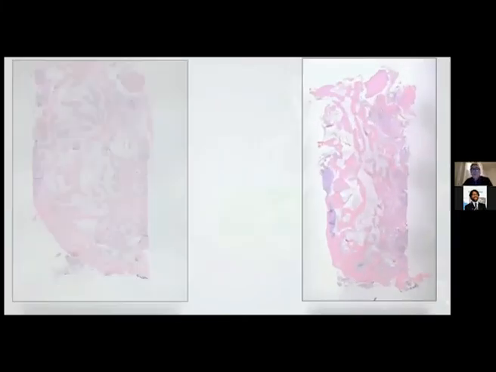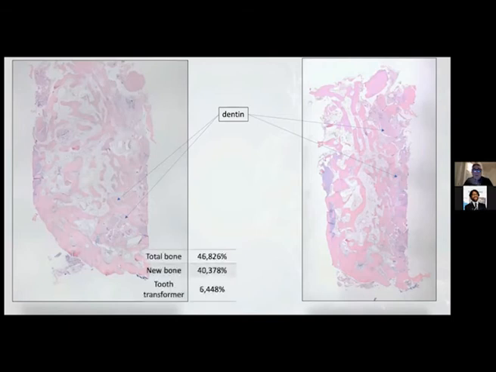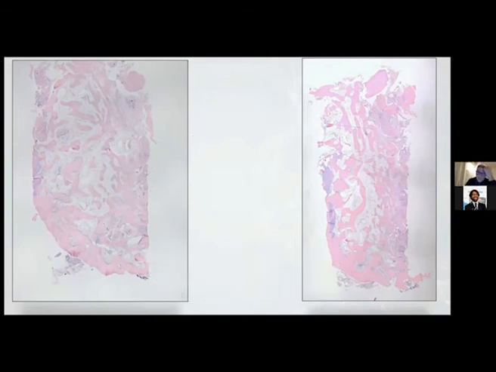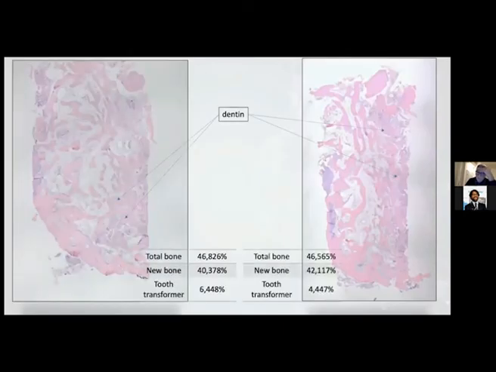But if you use dentin only, what happened after 4 months or 6 months? Because our analysis is made after 4 months or after 6 months. In this case, we have 2 different histologies, and the total bone was 46%, and new bone 40% on the left side, 42% on the right side, and the dentin was only 6% and 4%. So it's a big difference, because in that case we have only 24% of new bone. In that case, we have 46%.